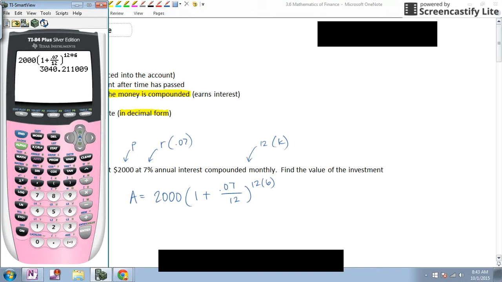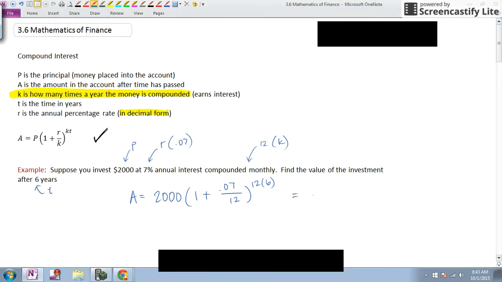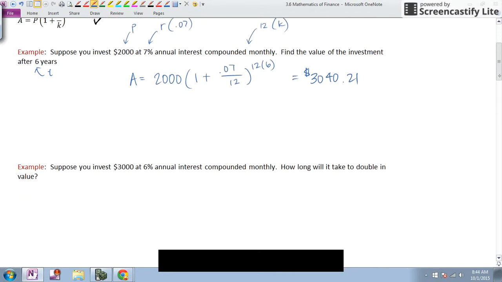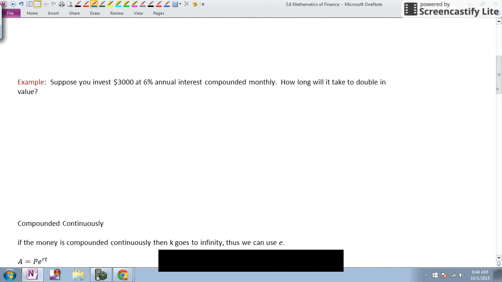And look at that. You will have at the end 3,040.21. So 3,040.21 is how much money you will have after 6 years invested in a bank account that gives you 7%. Nice. You just made $1,040.21 and did absolutely nothing but wait. All right. What about this one?